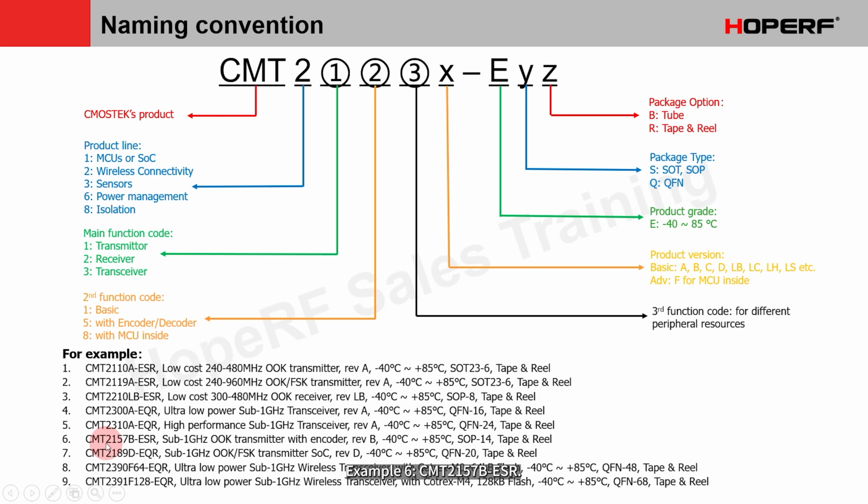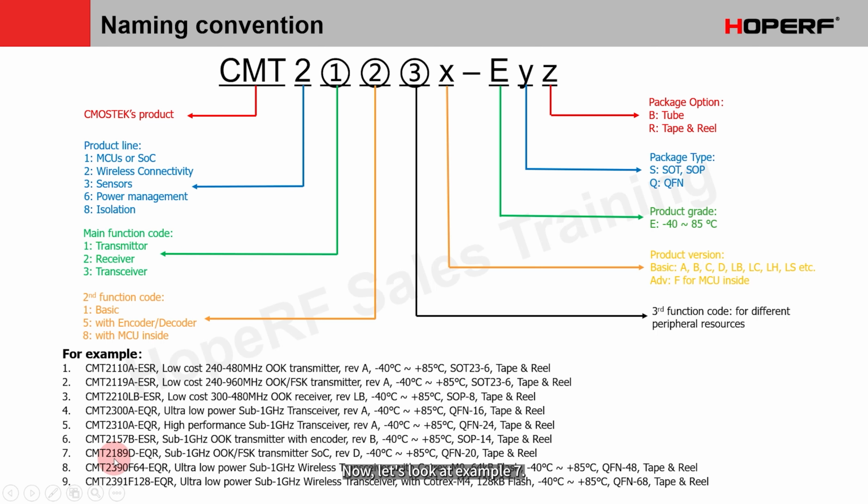Example 6, CMT2157B ESR. The last three digits are 1, 5, and 7. So it is an encoded transmitter. The datasheet describes it as a sub-1G OOK transmitter with encoding chip. The version is B. It is an industrial specification product, with a temperature range of -40 degrees Celsius to +85 degrees Celsius. The packaging letter is S, representing SOP 14. The packaging is tape and reel.